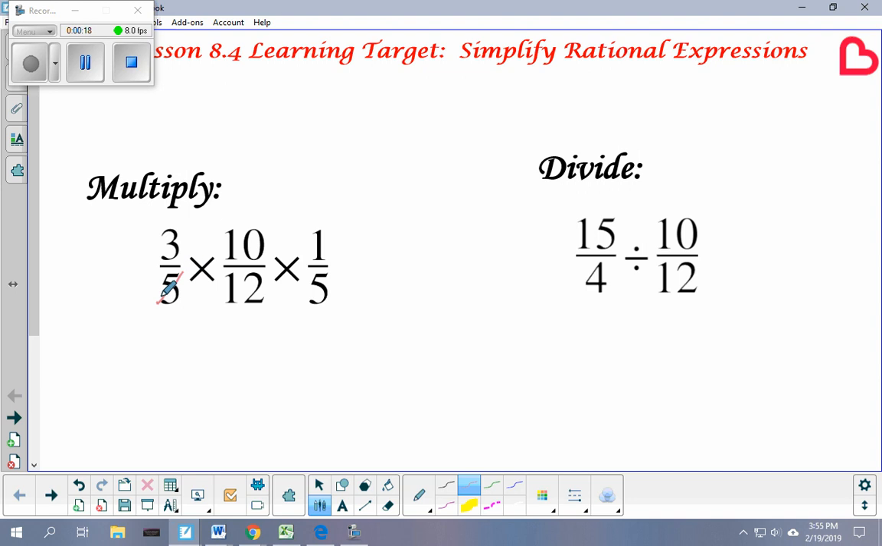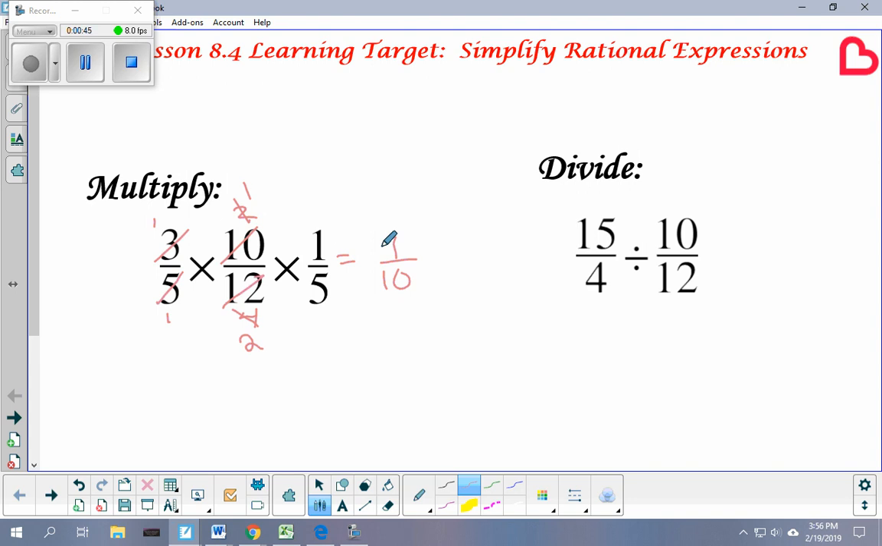Like 5 goes into 5 once, 5 goes into 10 twice. The 3 will cancel with the 12. And the 2 and the 4 will cancel. So now in the numerator we have 1 times 1 times 1 is 1, and 2 times 5 is 10. So multiply straight across.